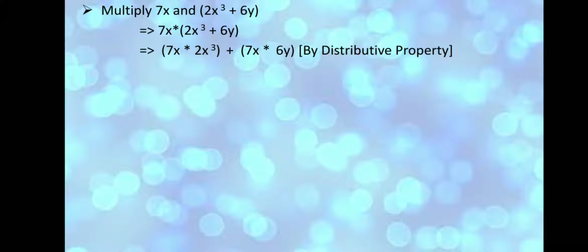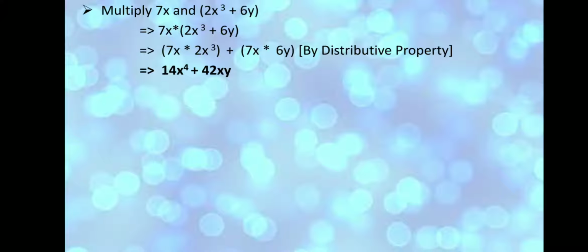And now how will you multiply it? You will multiply 7x into 2x cube, which will give you, first you multiply the constant term and then the variable. So 7 into 2 gives you 14, and you have x, one is only x and one is x cube, so 3 plus 1 will give you 4. So what was your answer? 14x power 4 plus, now 7x into 6y.